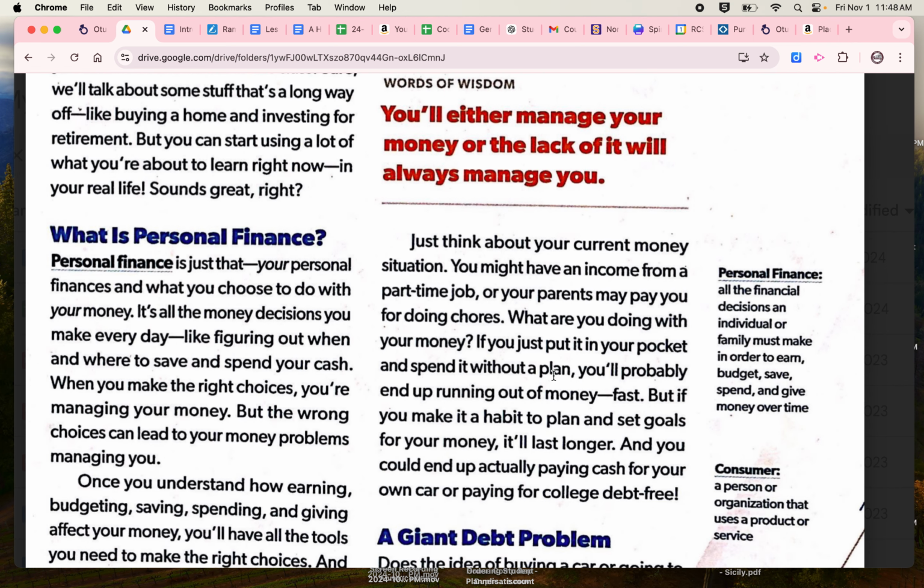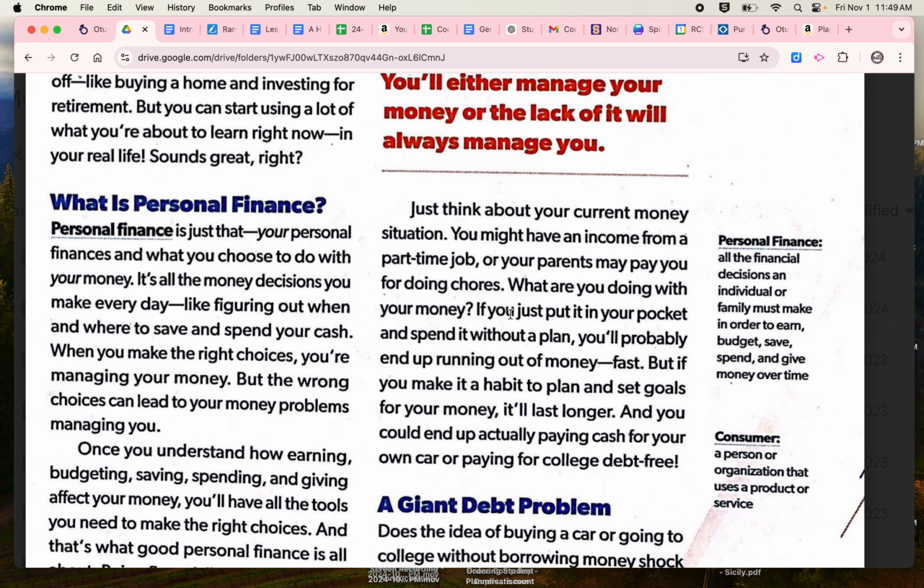So just think about your current money situation. Now I know we're in 7th grade, 8th grade, so some of us may have a job, make a little money, maybe have an allowance. When we're reading and going through this, you need to paint a picture of your future self. Maybe you're in high school and you have a part-time job, or maybe you're in college and you have a full-time job. So you have to put yourself in your future shoes. You might have an income from a part-time job, or your parents may pay you for doing chores. What are you doing with your money?